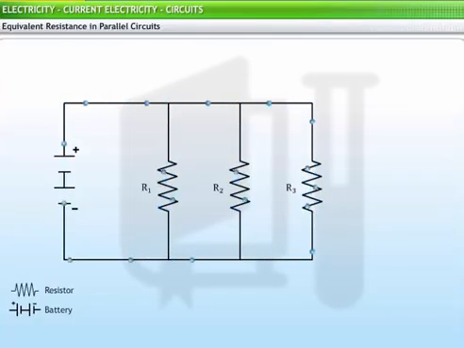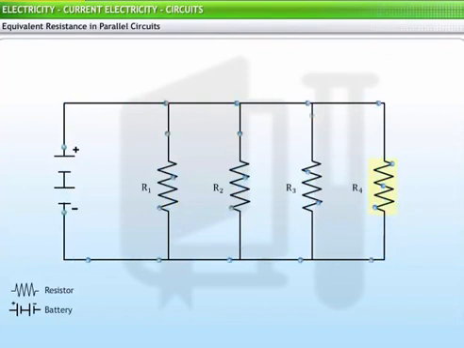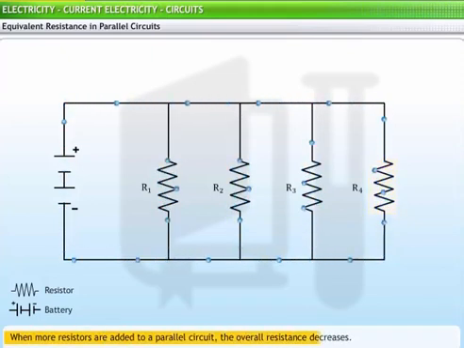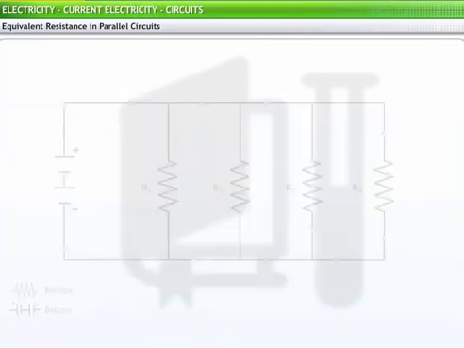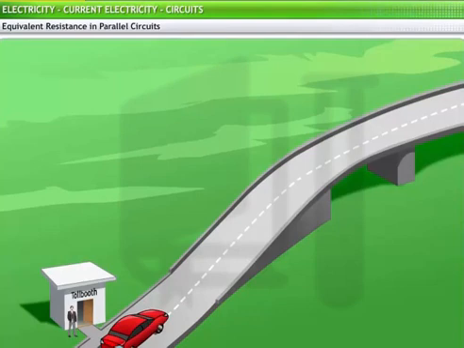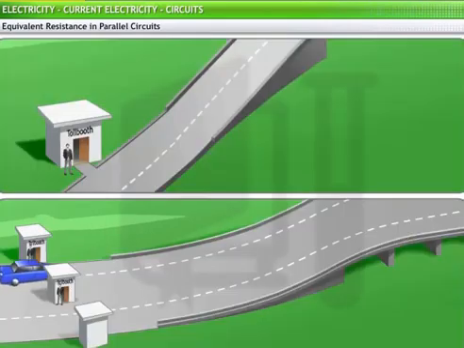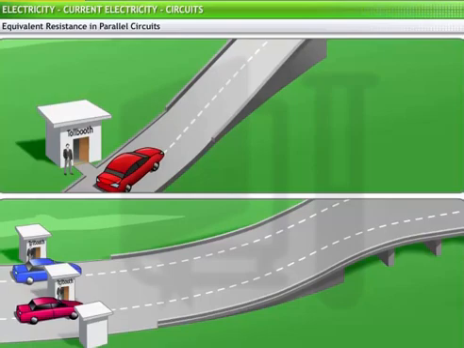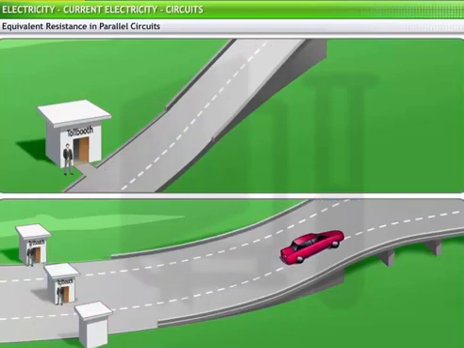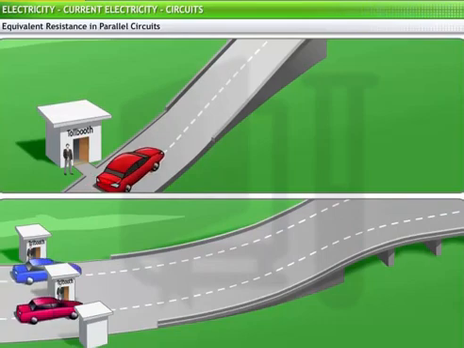In a parallel circuit, there are multiple pathways by which current can flow. If you add another resistor in a separate branch, it provides another pathway for the charge to flow. Therefore, when more resistors are added to a parallel circuit, the overall resistance decreases. This decreased resistance increases the current. This phenomenon can be explained using the example of tollways. A toll booth provides resistance to car flow on a tollway. Adding more toll booths in a toll station will provide more pathways for cars to drive through. These additional toll booths will decrease the overall resistance to car flow and increase the rate at which they go through.